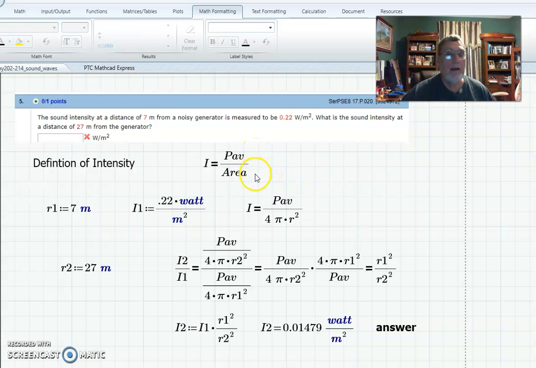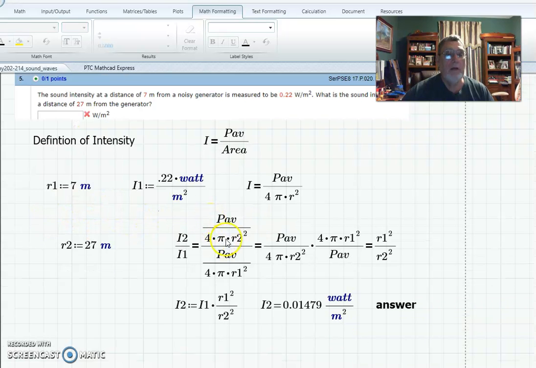This one's about how the sound gets less loud as you get away, as the average output by the source divided by the area of a sphere, or 4 pi r squared. And so here it gives us a distance and an I, and he wants to know what's the intensity further away. And so what I'm going to do is put my numbers in. I'm going to take the ratio of I2, because P average is the same, 4 pi r2 squared, over I1, P average, because I know everything except for I2.